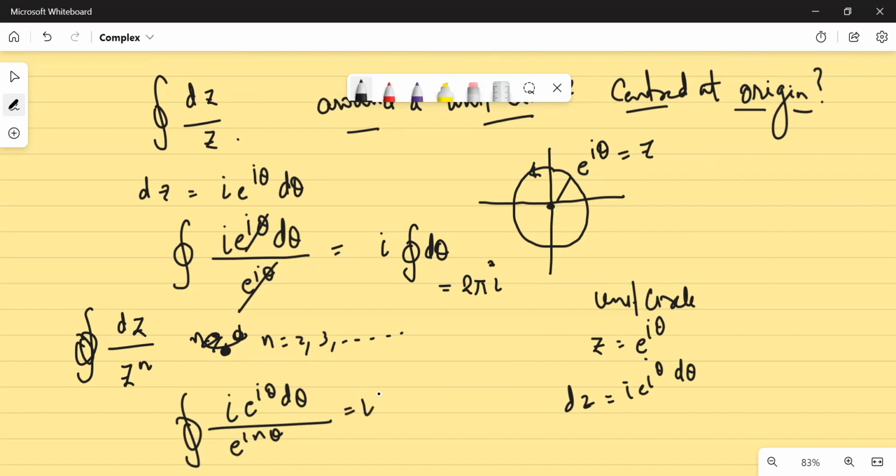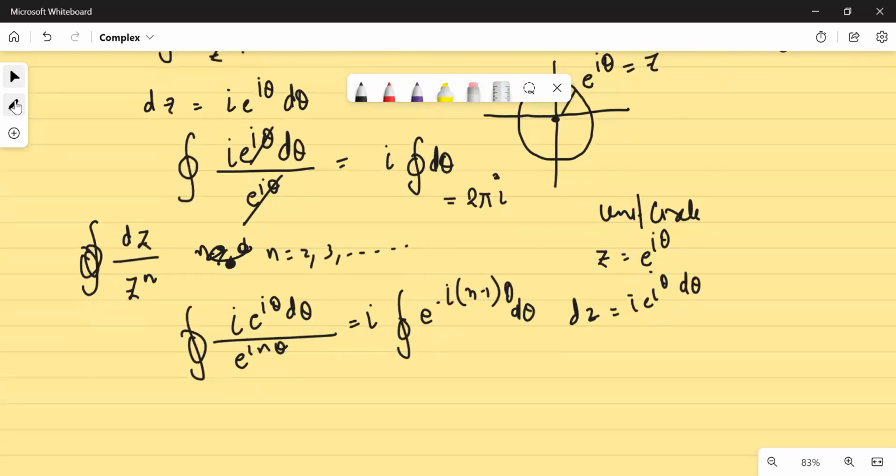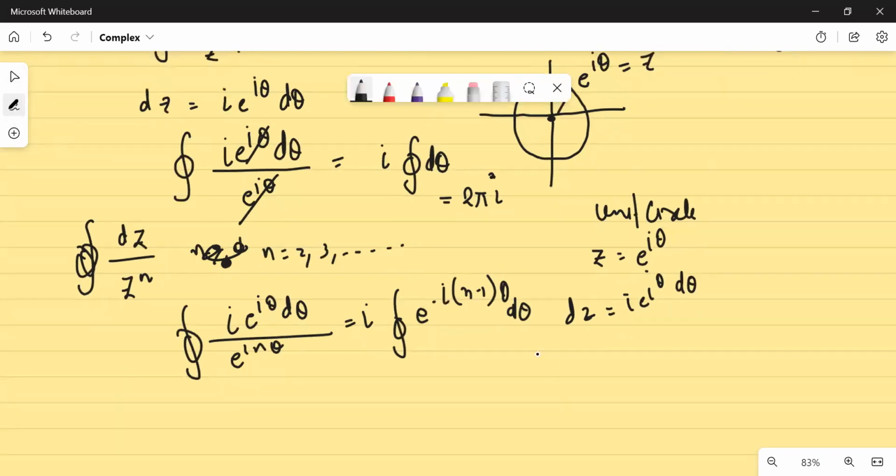So this will give me iota e^(minus iota (n minus 1) theta) d theta. Yes or no? You'll take it up, you'll write it this way. Okay. And so what will the integration be? The integration of e^(theta) is e^(theta) itself. So the answer will be e^(minus iota (n minus 1) theta) upon minus iota (n minus 1).